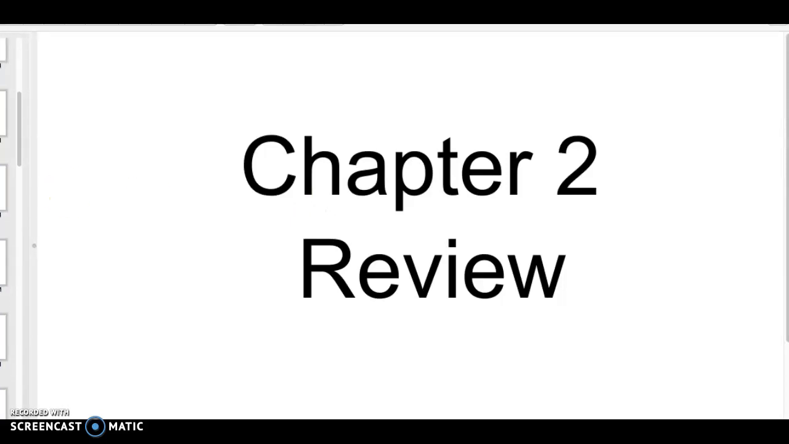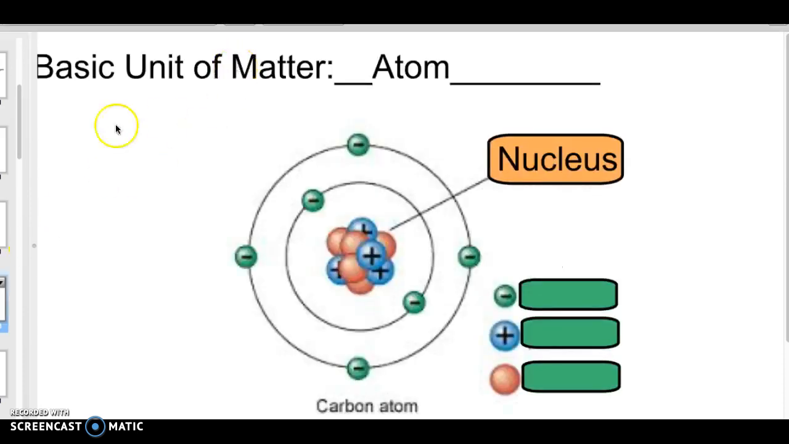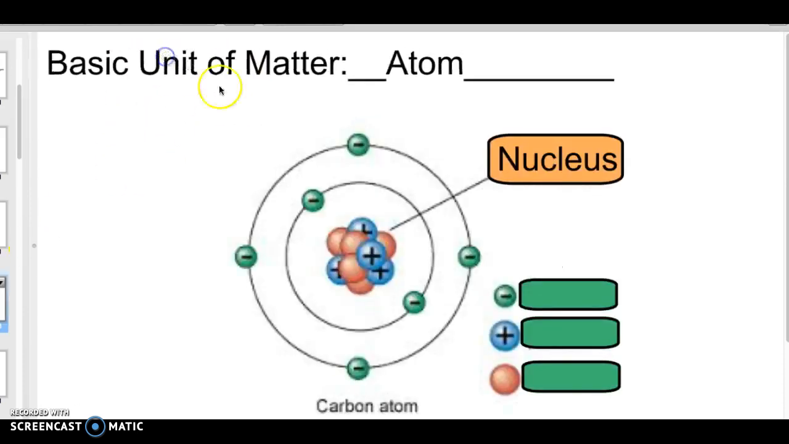Alright, so in this video we're going to review Chapter 2, which is Unit 4, Biochemistry. So in the first part of our unit in 2.1, we talked about what is the basic unit of matter, which would be an atom. And so we have to talk about what an atom is composed of.